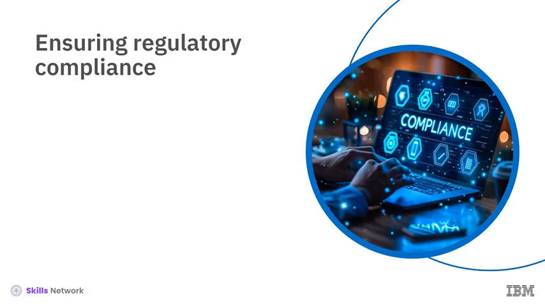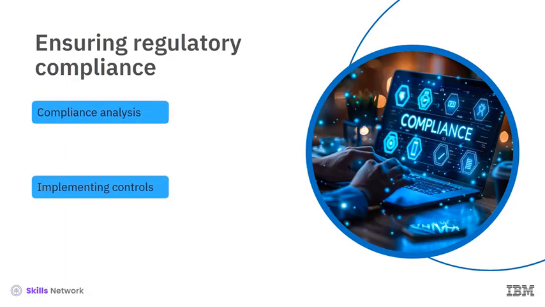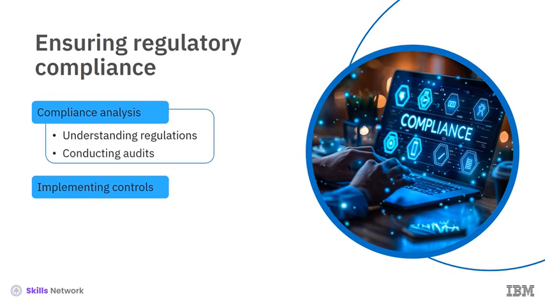Finally, for ensuring regulatory compliance, compliance analysis and implementing control steps are followed. Compliance analysis encompasses ensuring that business processes and solutions comply with relevant laws, regulations, and industry standards. It also involves assisting in compliance audits and ensuring that all necessary documentation and evidence are available.